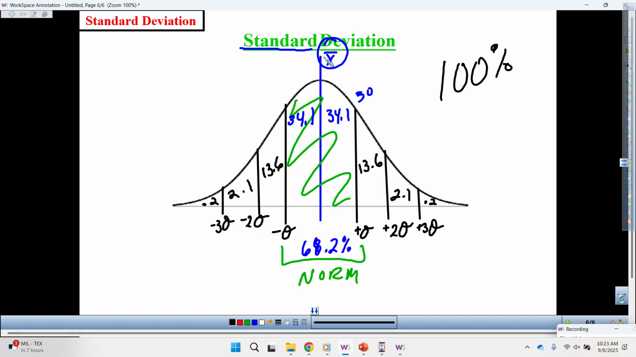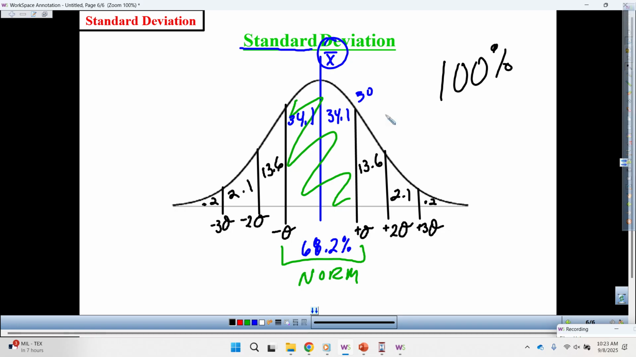However, look up. If the standard is the mean, how much would it be in percentage to the right? Everything to the right. Tell your neighbor. 50%. That is correct. And everything to the left, another 50. That is correct. And that's how it breaks down. Now, do I expect you to memorize this? Not right now. We're going to get to that eventually. But this is just a soft intro.